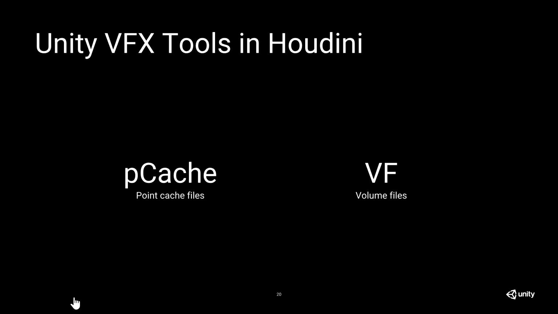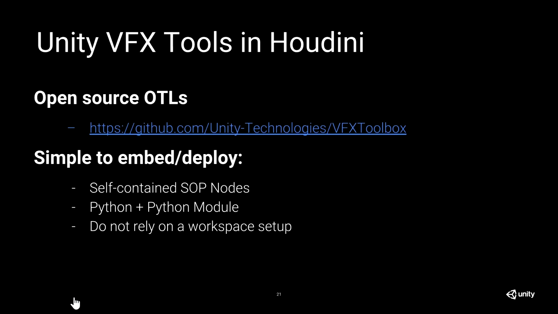So we developed mainly two small tools in Houdini. These are really simple: a PointCache exporter and a volume file exporter. You can find these OTLs in our GitHub repository. All these are just simple OTLs. You don't have to set up a full in-house workspace. Everything regarding the code and the script is embedded into the OTL because it helps us distribute the SOP nodes more easily.